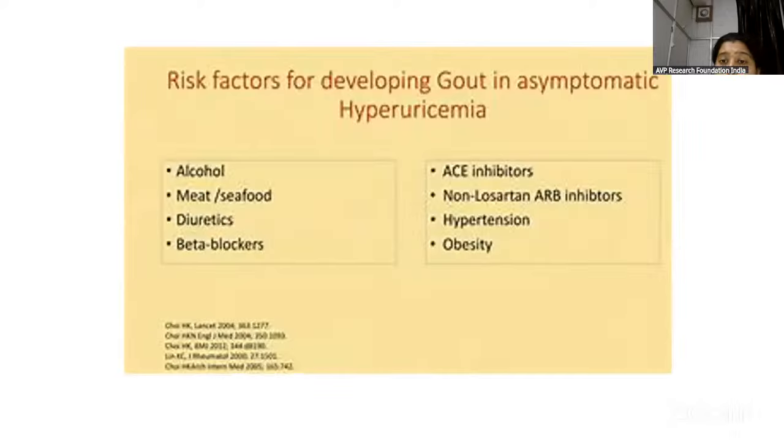Now, risk factors for developing gout in asymptomatic hyperuricemia are alcohol, meat, diuretics, beta blockers, obesity, hypertension. So, most of these factors can be corrected by you by changing your lifestyle.